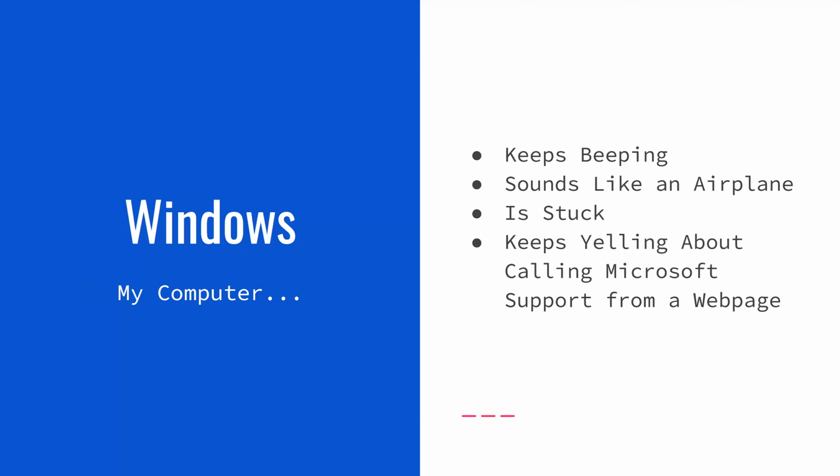And the last one is, if your computer keeps yelling about calling Microsoft support whenever you're browsing online, don't call that number. Instead, install something like uBlock Origin, which will try to prevent those pop-ups. Microsoft, just as a general rule, is not that nice. It won't give you a number to directly call to troubleshoot your issue over the phone. You have to go through hoops in order to get that kind of support. So if you see a web page pop up saying your computer is infected, call this number now, don't call that number.